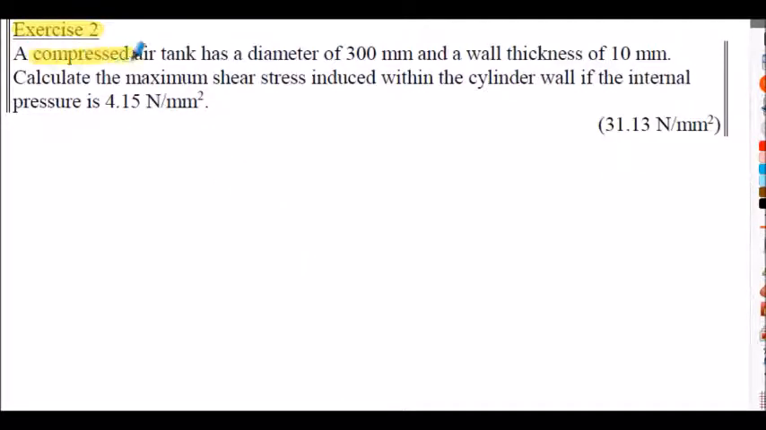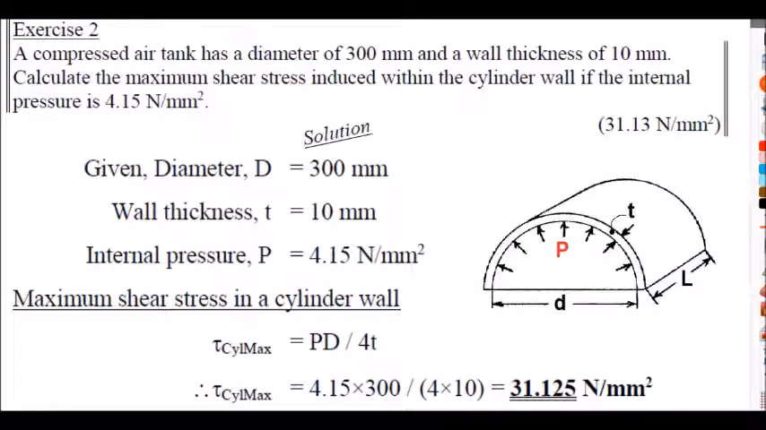So a compressed air tank has a diameter of 300 millimeters. Again, we'll say the thickness is 10 millimeters, as we looked at before. We're asked to calculate the maximum shear stress induced in the cylinder wall, given the internal pressure of 4.15 newtons per millimeter squared. So a very straightforward little calculation. I've got the solution here. You can see it if you want to put it in your notes. Just be careful. They wanted the maximum shear stress, and the maximum shear stress in a cylinder is PD upon 4T. So the maximum cylinder shear stress is 31.125 newtons per millimeter squared.